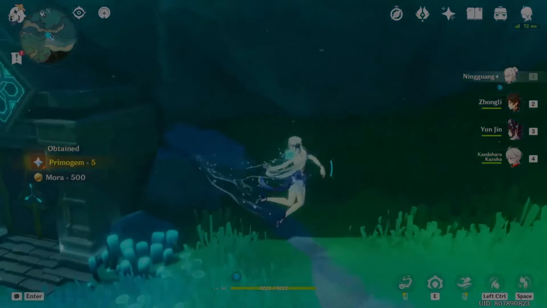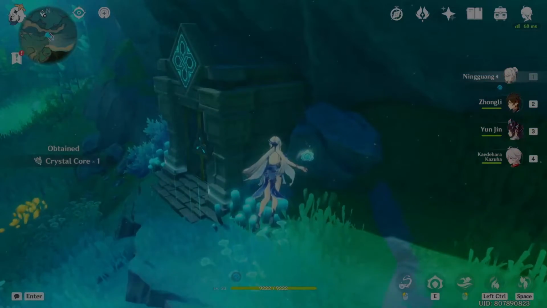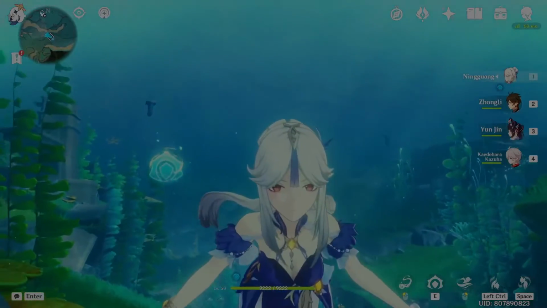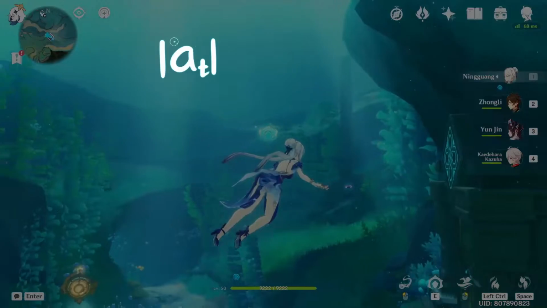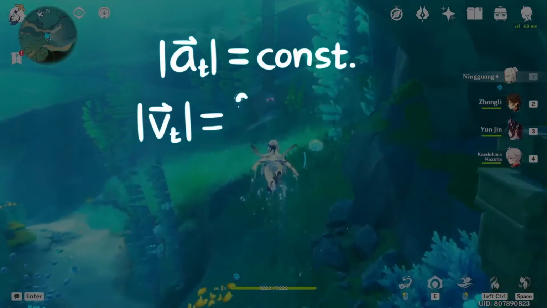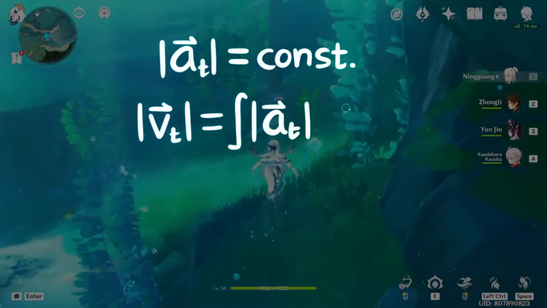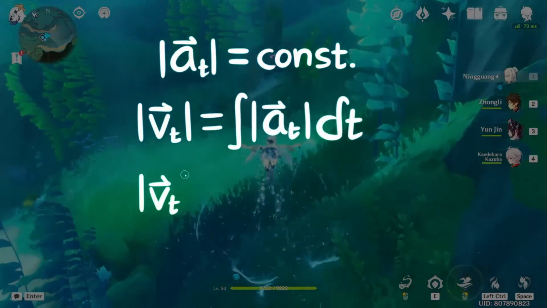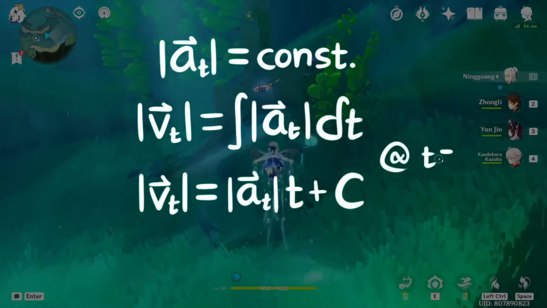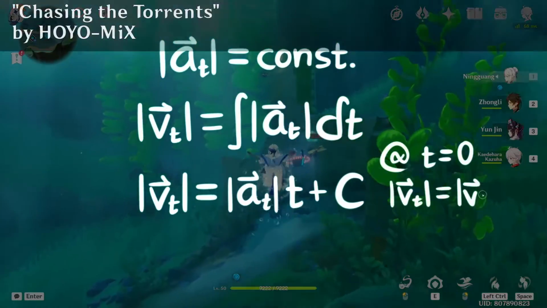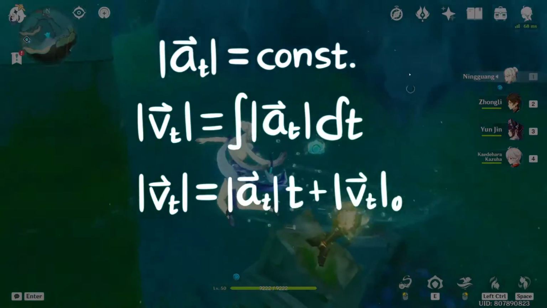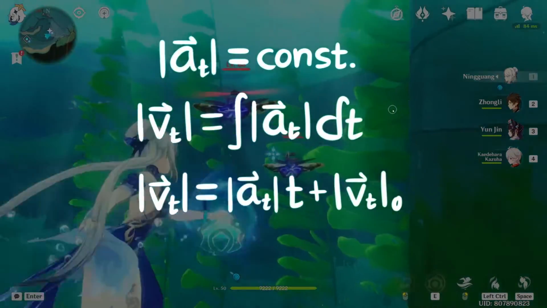However, I won't deny it's much easier to measure distance if you start from a standstill. There are some cases where the acceleration cannot be ignored, so here's the equation. You start off with the tangential acceleration magnitude being a constant. From here, we can do integration of the acceleration with respect to time to calculate the tangential velocity magnitude. Since the tangential acceleration magnitude is constant, it just becomes the tangential acceleration magnitude times time plus a constant, and that constant happens to be equal to the initial velocity.